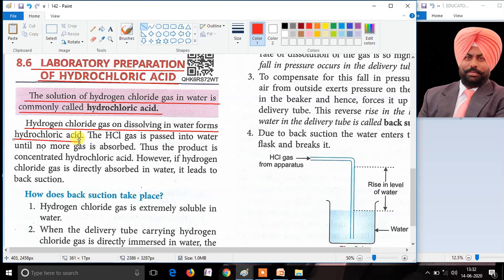The only thing we have to do is pass hydrogen chloride gas through water until no more gas is observed, and the product after dissolution of hydrogen chloride gas in water will be concentrated hydrochloric acid. However, if hydrogen chloride gas is directly absorbed in water, it may lead to a phenomenon known as back suction. Let's understand with the help of a presentation.